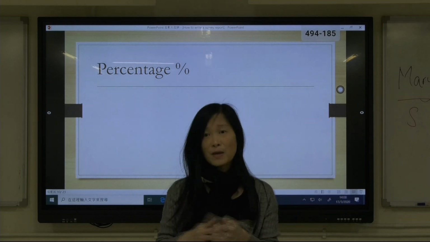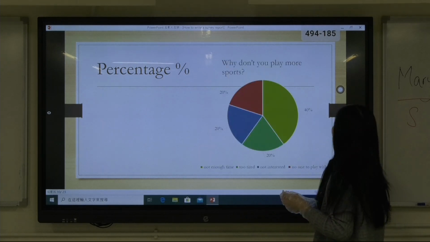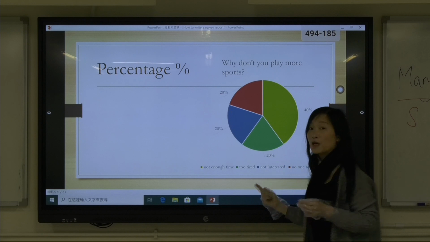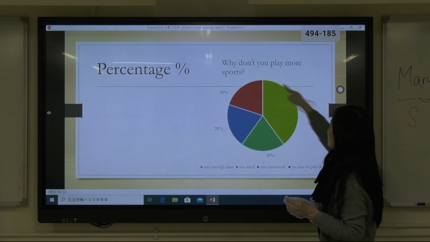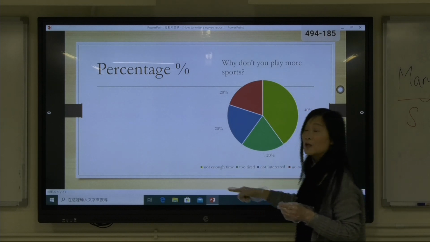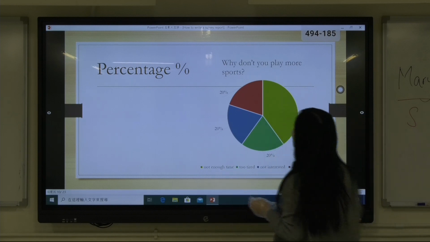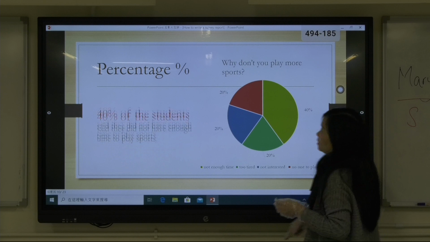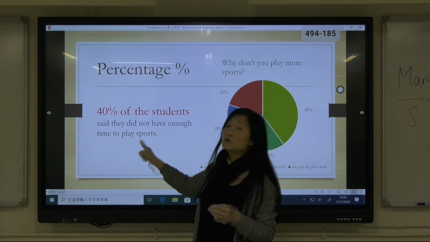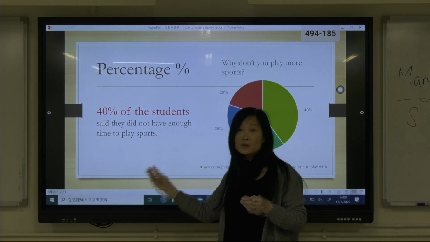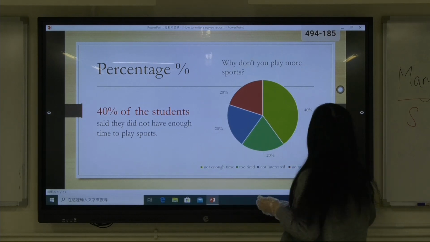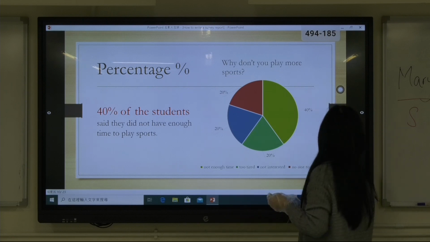Percentage. You can tell it by a percentage. How do you do it? So now here it is. Why don't you play more sport? So how do you tell it now? Look at this. This is a big part, right? 40%. 40% of the students not enough time. So this is one point that you can present. So you can say it this way. So 40% of the students said they did not have enough time to play sports. So this is bingo, one important finding from your survey. So you can say it in your result. And we have some other points, right?